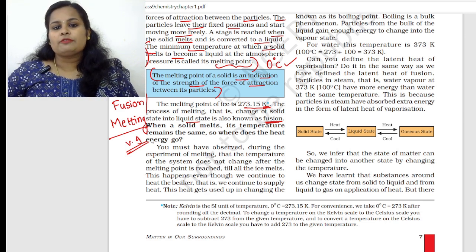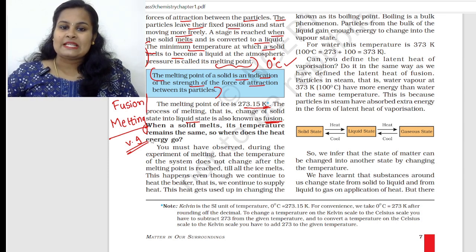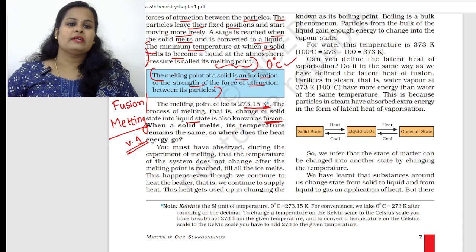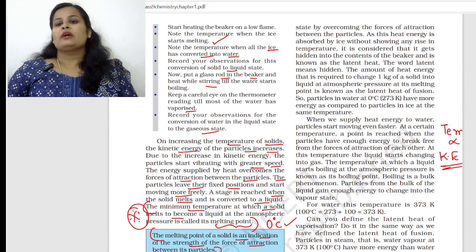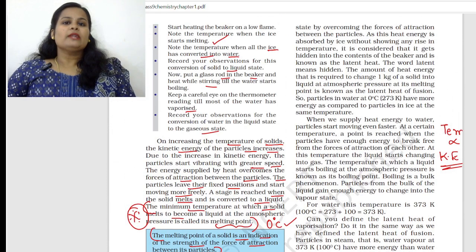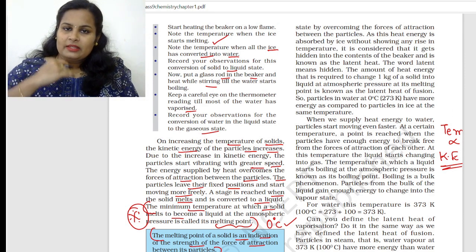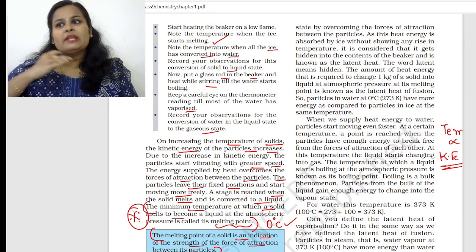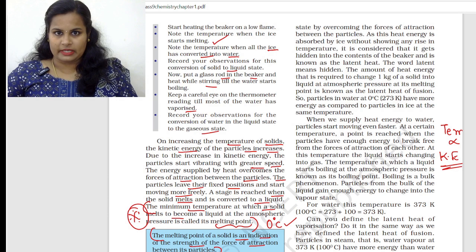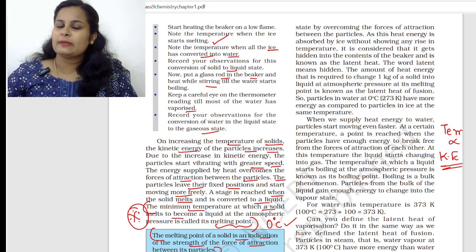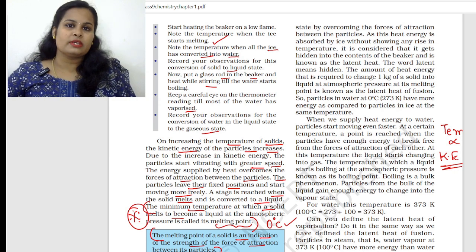So you must have observed during the experiment of melting that the temperature of the system does not change after the melting point is reached, till all the ice melts. This happens even though we continue to heat the beaker, that is, we continue to supply the heat. This heat gets used up in changing the state by overcoming the force of attraction between the particles. So just one point, when the ice melts, till it is completely changed into water, the temperature is going to be 0 degrees Celsius. There is no change in temperature, right? Till all the ice is converted into water, we have a 0 degree Celsius temperature.